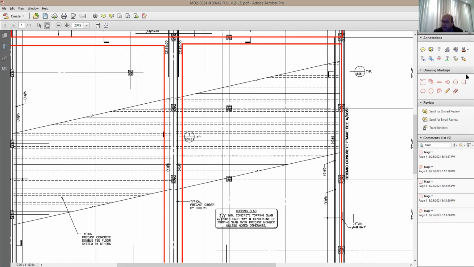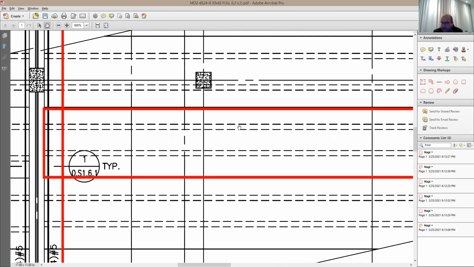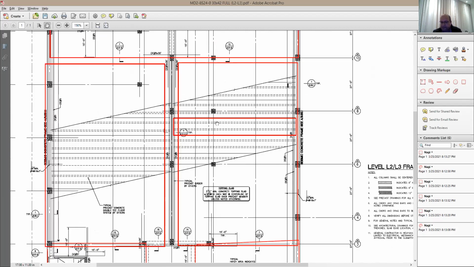And here's a double T. Here's one of the double T's. It runs from here to there. And this is gonna be the rib of the double T. When you look at the plan, this is what you see here. You see two ribs, just vertical ribs.